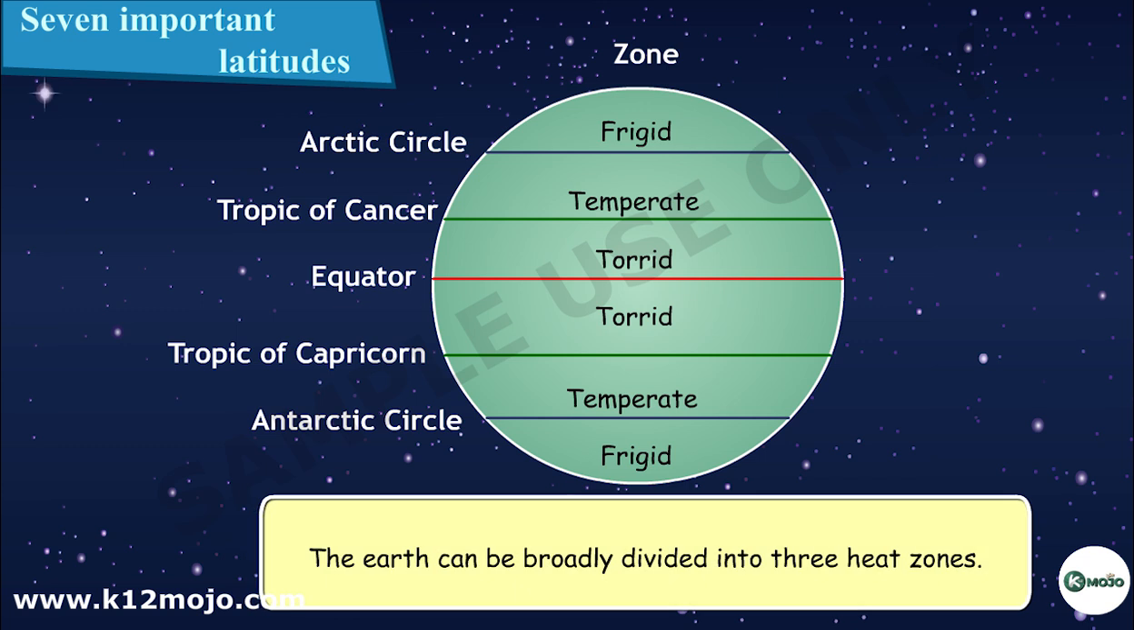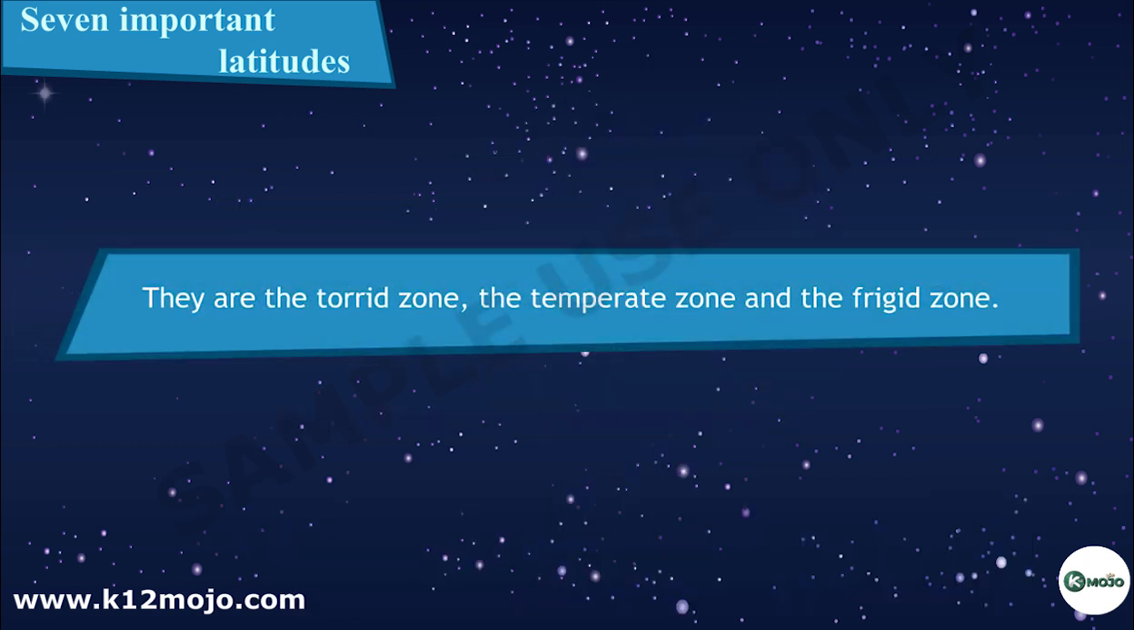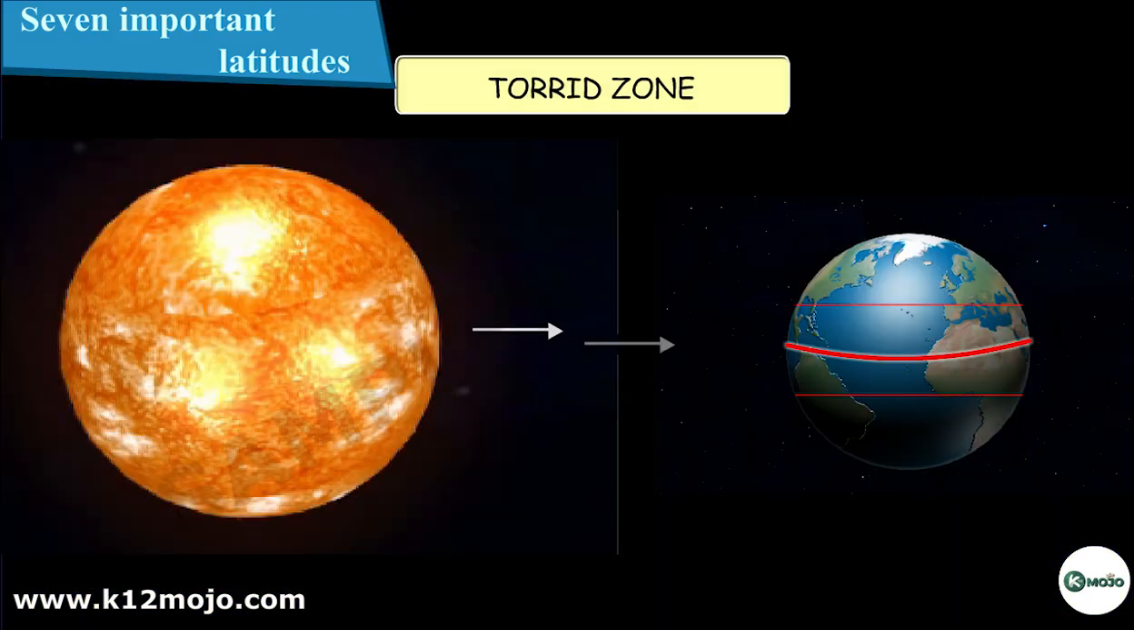The earth can be broadly divided into 3 heat zones. They are the torrid zone, the temperate zone and the frigid zone. Torrid zone. This zone has high temperatures throughout the year because the rays of the sun fall vertically on this region, making it an area which is extremely hot. Most of India lies in this region.